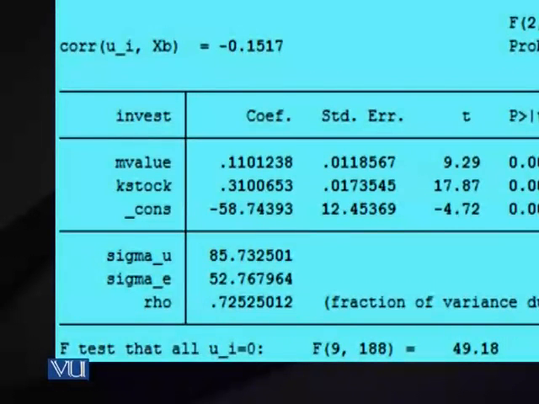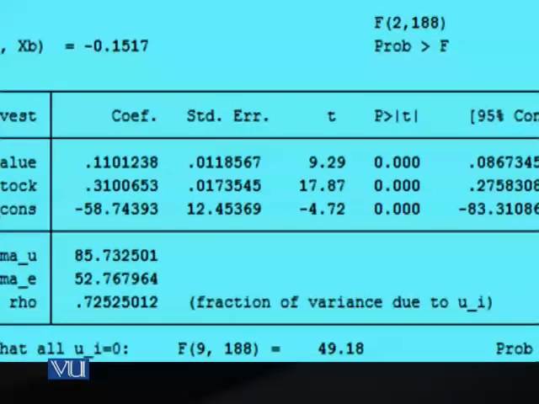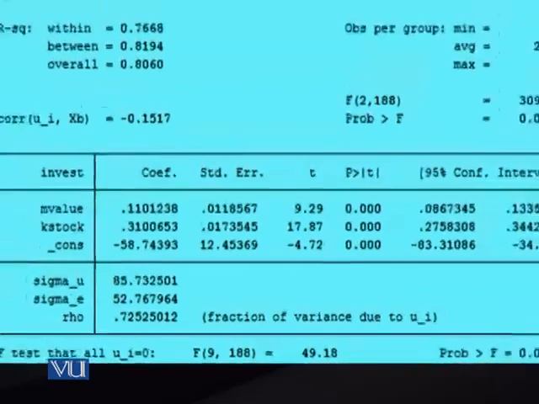The coefficients 0.11 and 0.31 for market value and capital stock are both significant, which you can see from the column P greater than T. So this makes us conclude that at the 1% level of significance, these two coefficients are significant, and these two variables significantly affect the variable invest. So this was your fixed effect model.